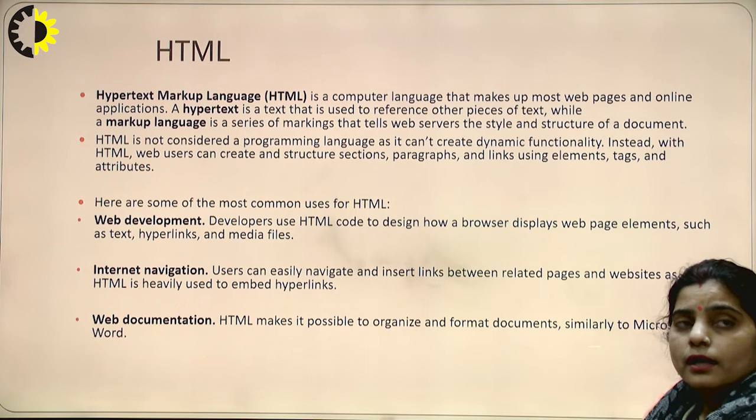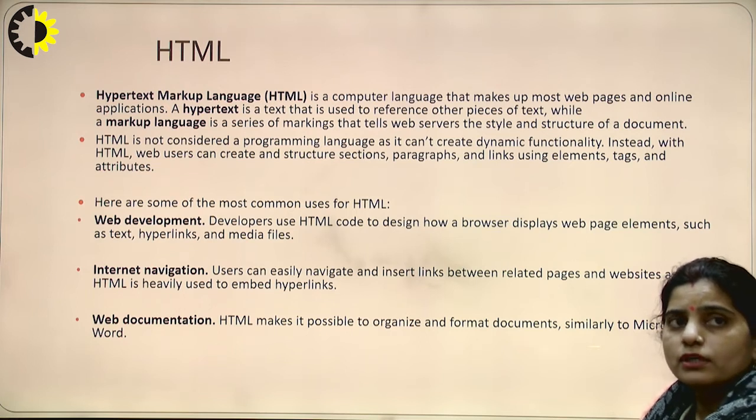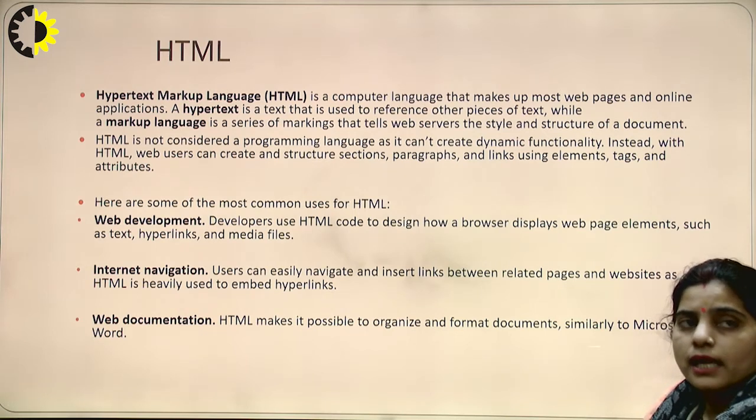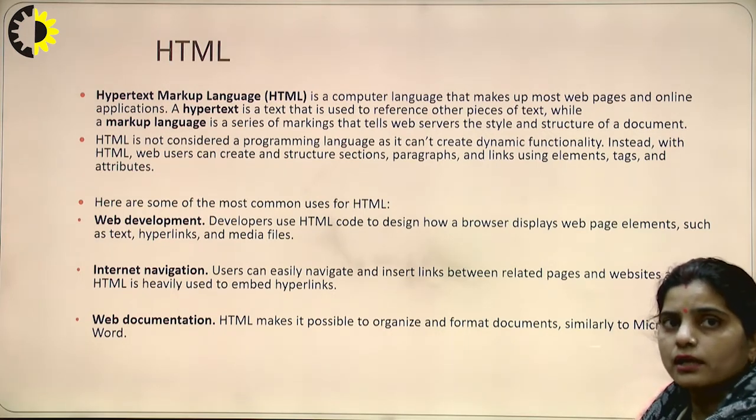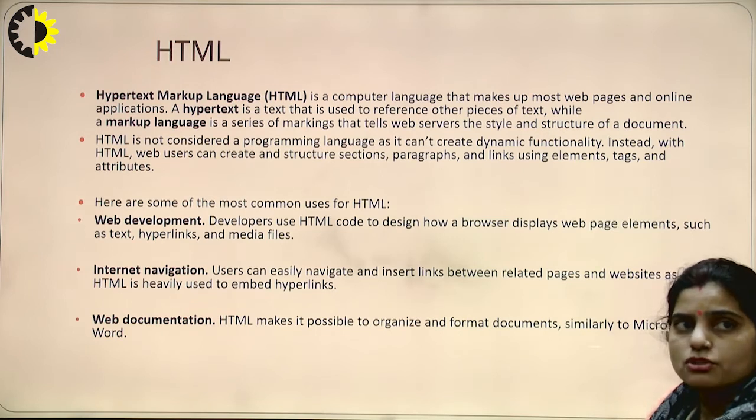Now, what is HTML? Basically, it is a language which makes most web pages, and it is also used to make online applications. Hypertext is just text which is used to reference other pieces of text, and a markup language is a series of markings which tells the web servers how to style and how to structure your web page documents.